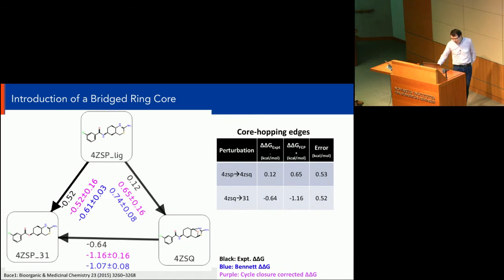And we can also evaluate very complex ring structures, like the speaker just mentioned, a bridged ring. So we can evaluate that accurately. So here's one example. For BACE1 inhibitors, introducing an additional ring to form this very complex bridged ring, the affinity was accurately predicted.